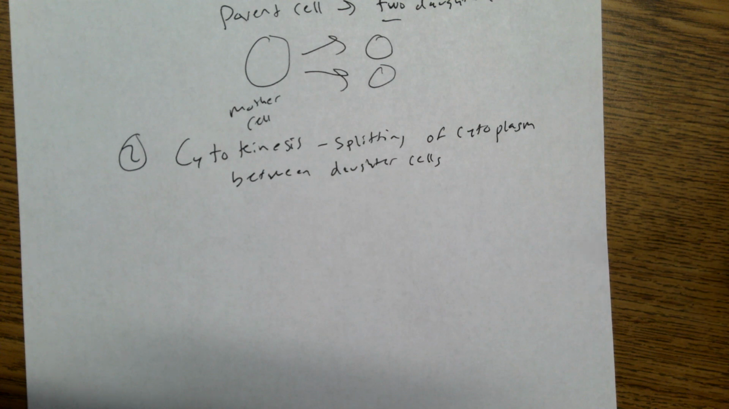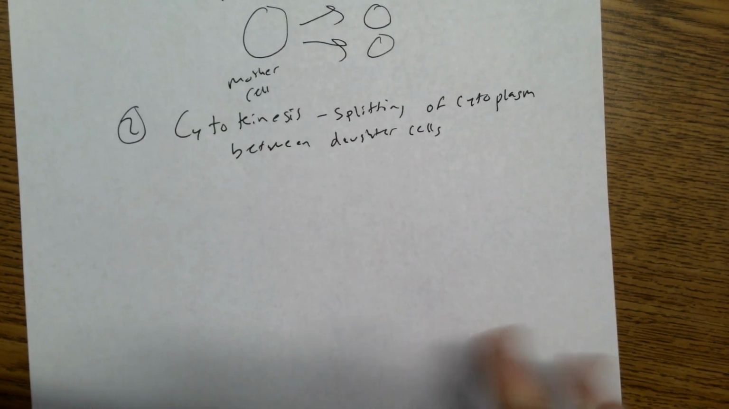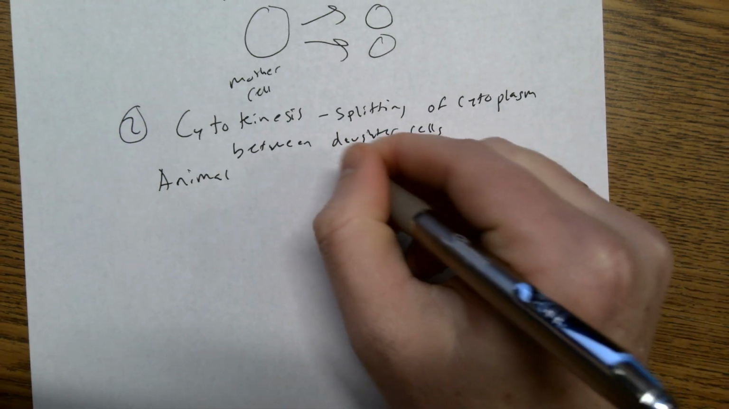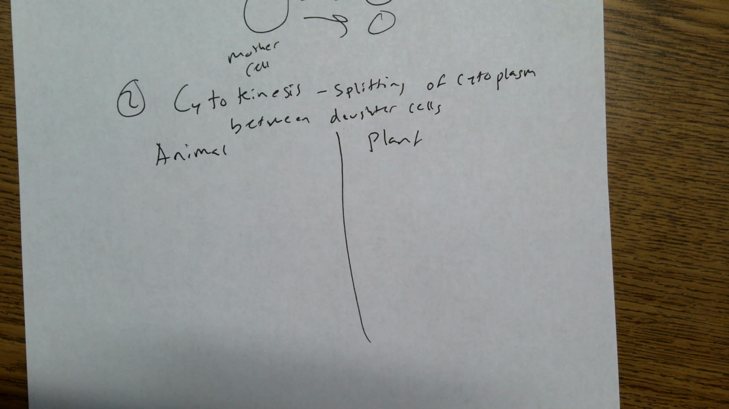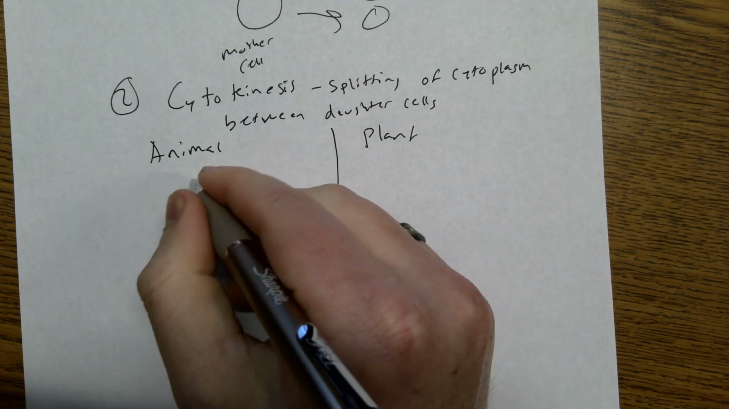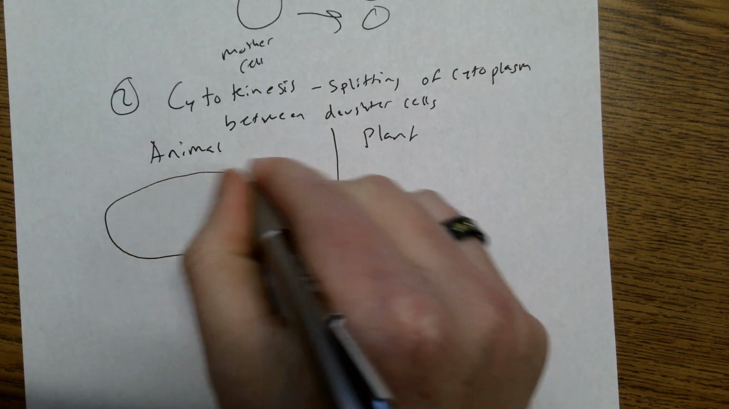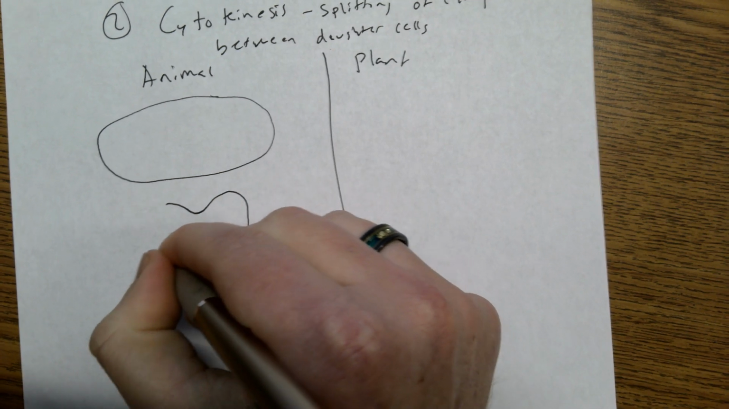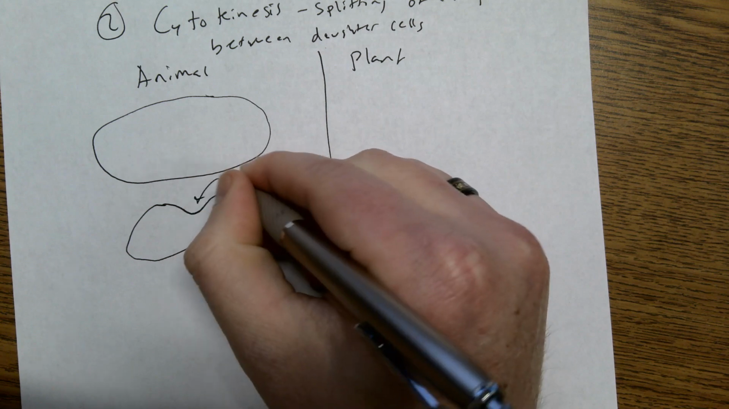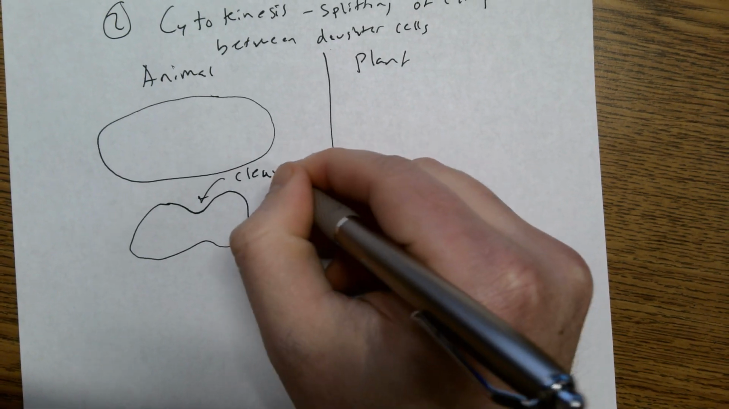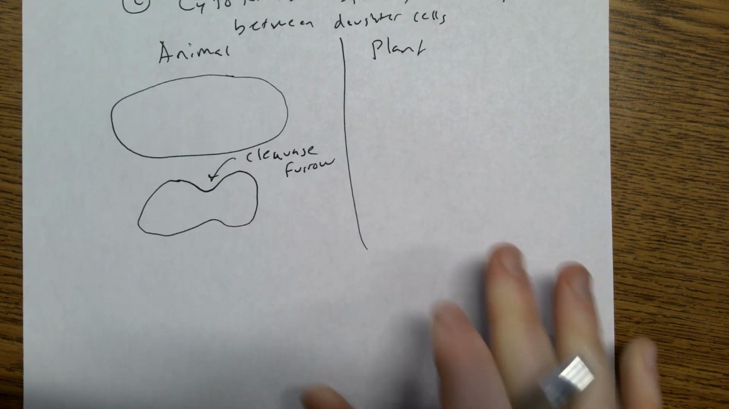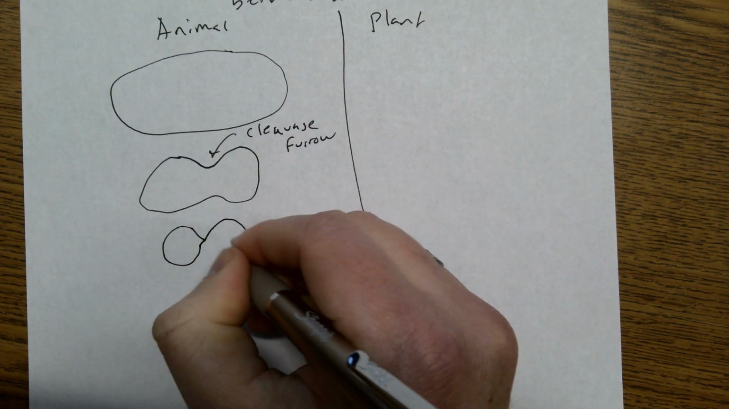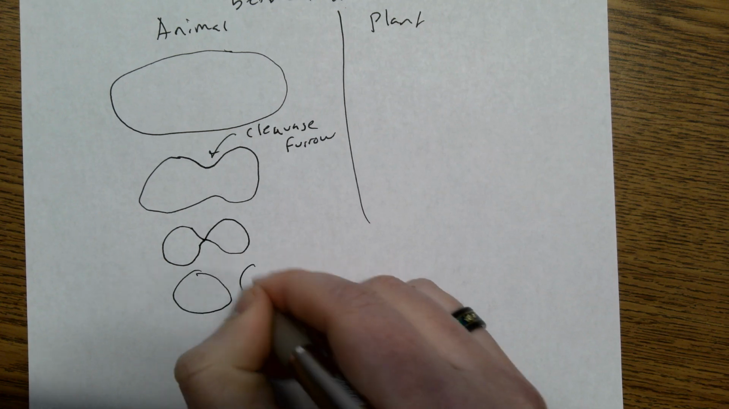Depending on what you are, it splits differently. If you're an animal versus a plant, the processes are very different. They're almost inverses of each other. In an animal, the cell is really large, and it starts to pinch inward in what they call a cleavage furrow. It's pinching inward until it pinches basically all the way in, and then they separate like this.